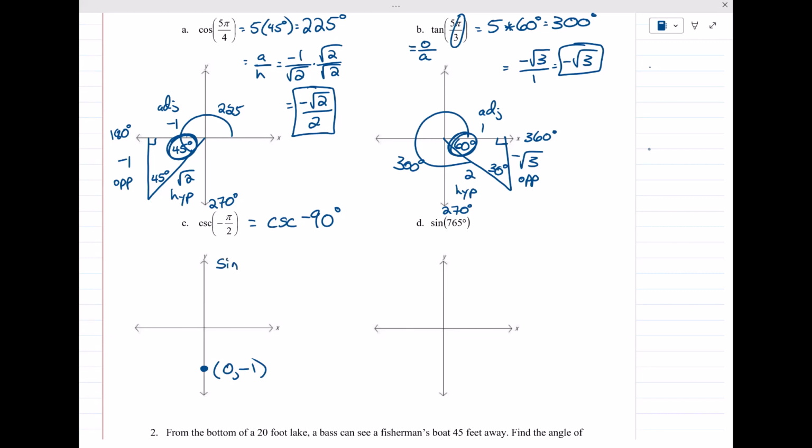Sine is the y value here. Cosine is the x value. Tangent is y over x. And then we have CSC. Cosecant would be 1 over y. Secant's 1 over x. Cotangent would be x over y. So the cosecant here would just be 1 over the y value, or just negative 1. That's how you'd figure this out.